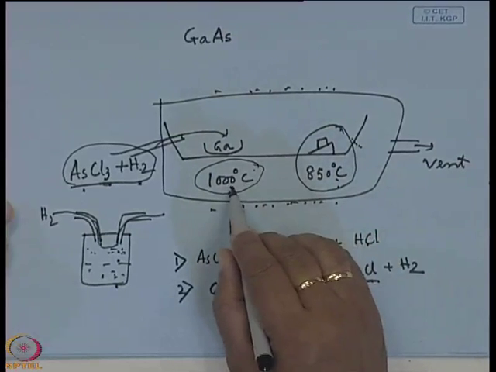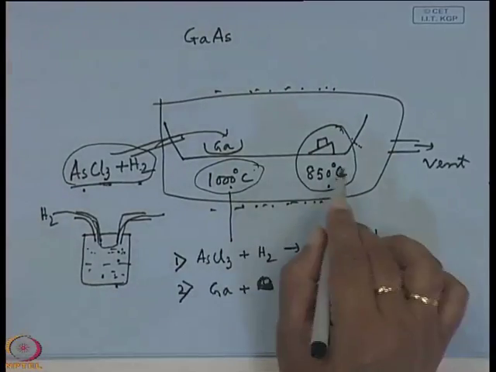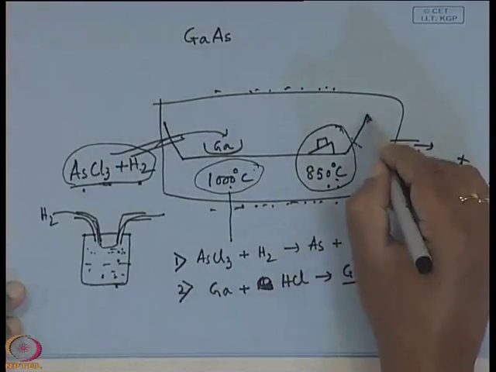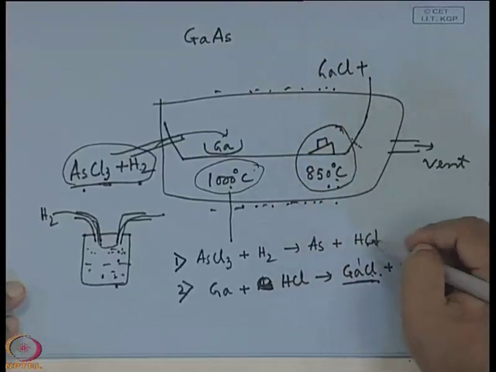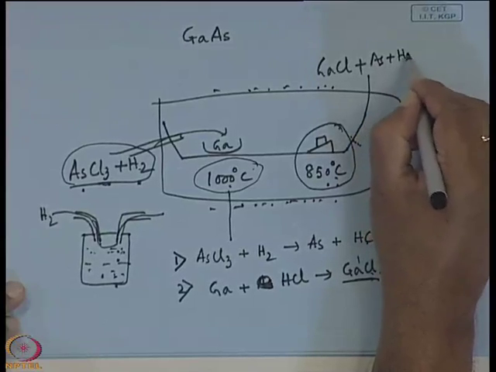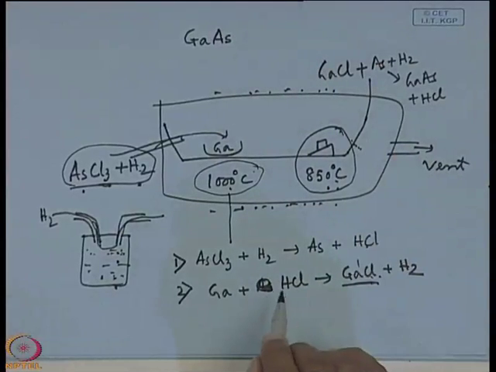So, what we find? We find that at the interface between the molten state and the seed, there will be a temperature difference where the crystallization takes place, the condensation will take place because of the temperature gradient. Here also there is a temperature gradient from 1000 degree to 850 degree centigrade. So, there will be crystallization of the gallium arsenide. So, here the reaction will be like this: GaCl plus As plus hydrogen, you will get gallium arsenide plus HCl gas.